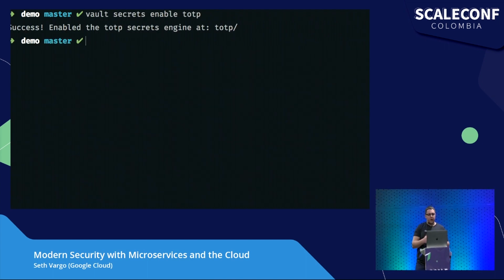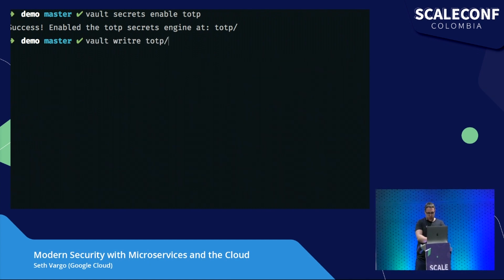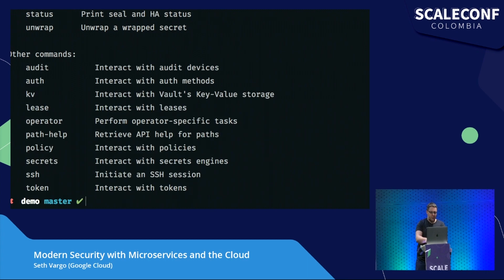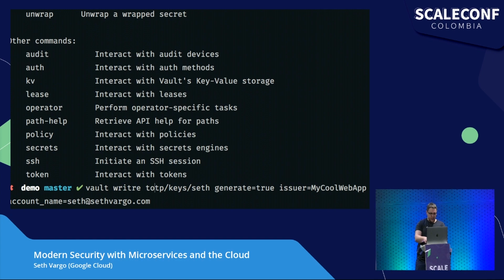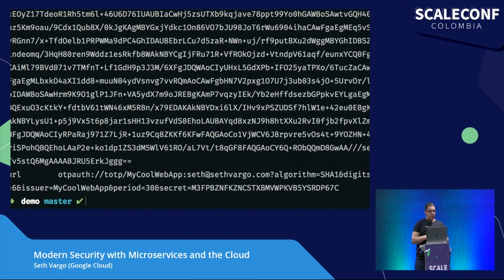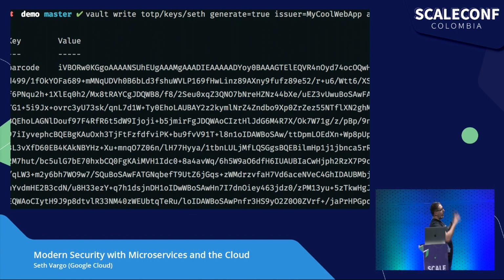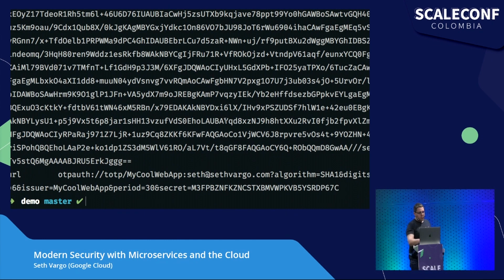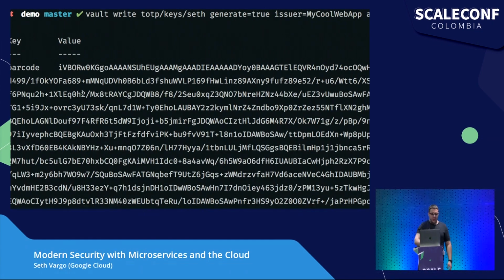I'm going to enable the TOTP secrets engine, and then I'm going to create a key. I'm going to write to totp/keys/seth, so I'm creating a key for myself. I'm going to tell Vault to generate it. The issuer is going to be my cool web app, and my account name is just going to be my email address. Whoops, it helps if I spell it correctly. What I get back is this kind of large thing: a barcode and this URL. This barcode is actually a base64-encoded PNG.